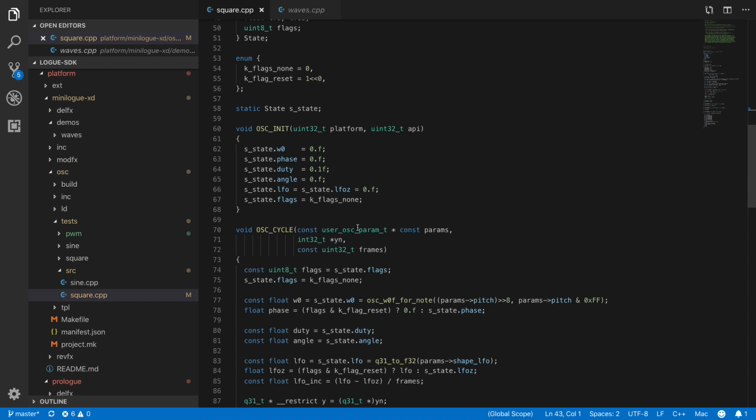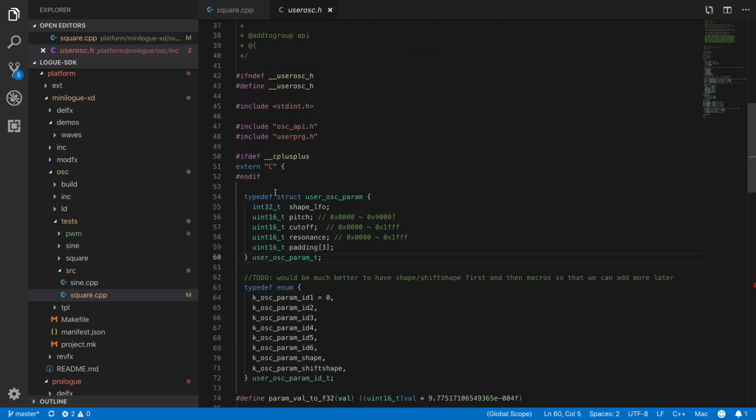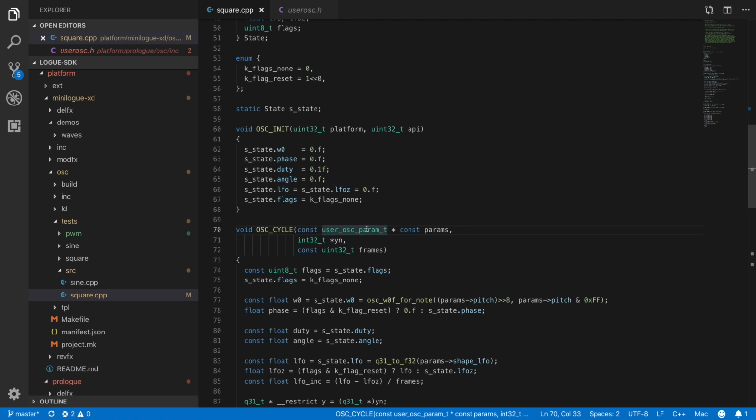If you want to look into the type definition, that's in the user oscillator part of the header. Here you can see what parameters the oscillator cycle function is getting passed. First of all, the amount of the LFO for the shape, then the pitch of the oscillator, the cutoff frequency of the filter, and the resonance of the filter, and that's basically it. So that's the information that you get passed. By the way, as it currently seems, the information returned in cutoff and resonance is not used at the moment.